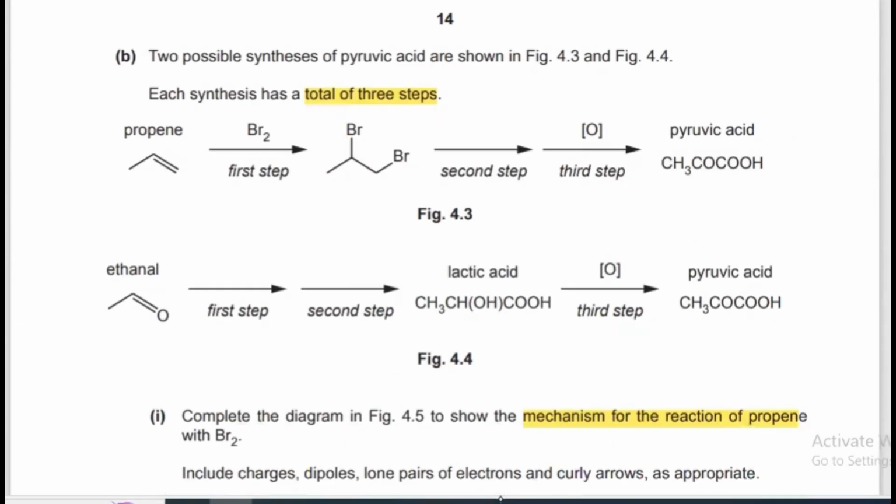Now, two possible syntheses of pyruvic acid are shown in figure 4.3 and 4.4. Each synthesis has a total of 3 steps. We can see that the propene here is converted first. This is the first step. So propene is converted into a halogenoalkane. We are reacting with Br2 in the first step. So the alkene is converted into a halogenoalkane.